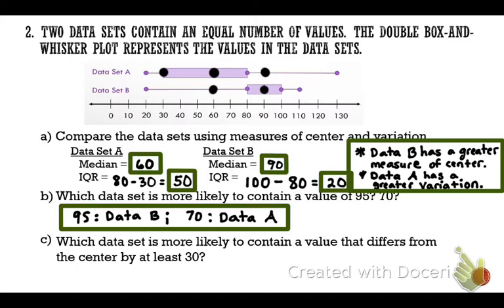Okay, Huang, if I added 30 to 90, what would I have? 120. Is that in the box? No. So class, which one of those dots ended up in the box and it would differ from the center by at least 30? Data set A. Okay, because it's right there and it's still in the box.